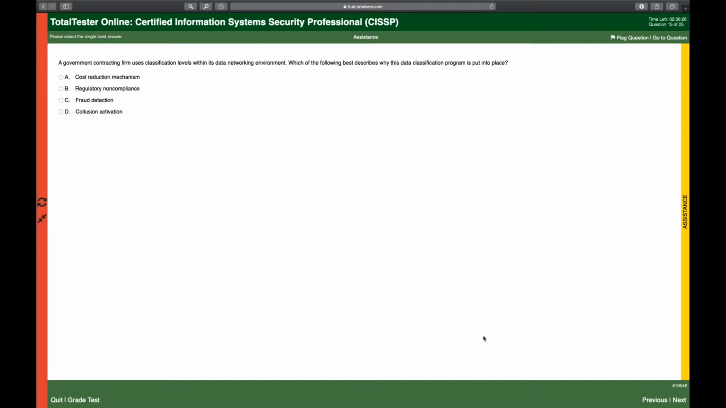So classification levels, though, I don't think I like the wording of this question all that much. It's definitely not cost reduction. I don't think it's regulatory non-compliance. I'm going to have to go with Delta. If you have users at different classification levels, two users at different levels would have to collude with each other in order for fraud to happen. But just by having classification levels, it's not going to detect fraud. It may prevent fraud. I'm going to have to go with Delta here. Anybody disagree? All right, we'll see what happens.